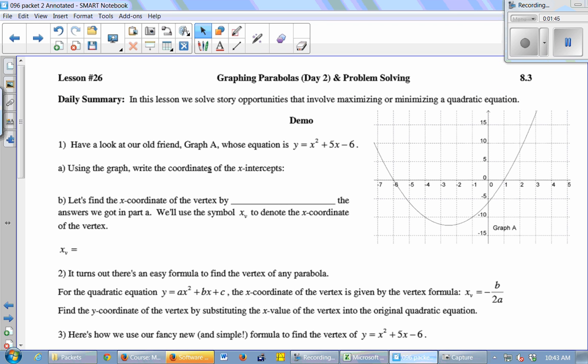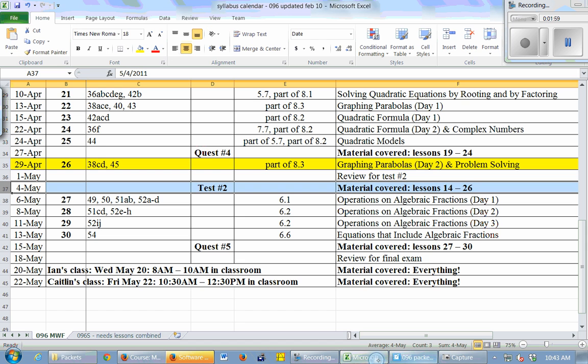Okay, so again, this is our last material that will be on test number 2. We are just going to talk a little bit more about graphing parabolas. So coming back around to that, we'll revisit it. Test number 2 is 14 through 26. Lessons 14 through 26.